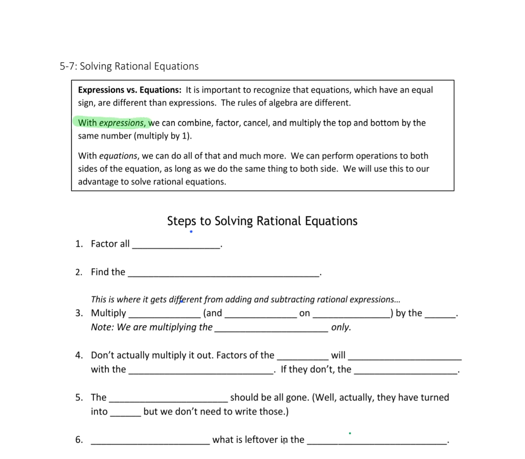The things that we can do with expressions, we can combine them, factor them, we can cancel things, we can multiply the top and the bottom by the same number, such as when you're trying to get each thing to have the common denominator. So expressions are things like 2 over x plus 5 plus negative 7 over 3x plus 15. There's no equal sign. You can add and subtract them by getting the common denominator, but you're not solving for x.